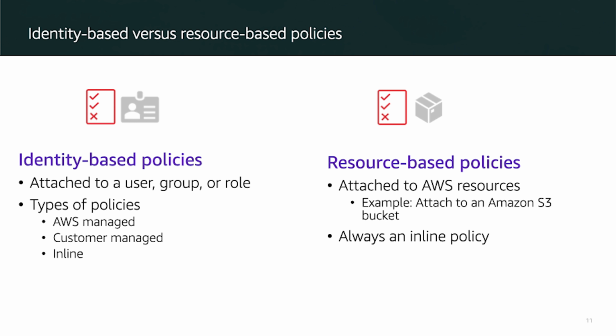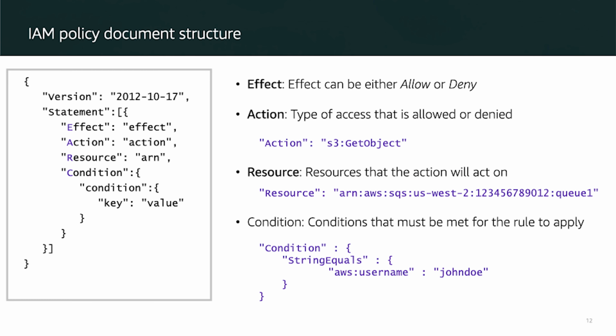Resource-based policies are inline policies. Inline means they are not managed policies. Here is an example of an IAM policy, which is stored as a JSON document. Identity-based policies are documents that you attach to a user or to a role. Resource-based policies are policy documents that you attach to a resource.